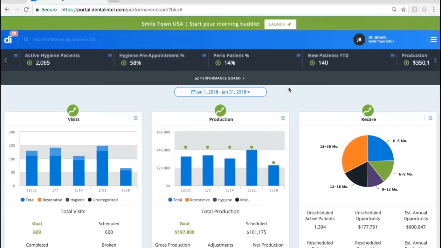I've seen a lot of different things, but I've never seen anything else like Dental Intel that shows you exactly how many patients you're losing every day, every week, every month, every year.